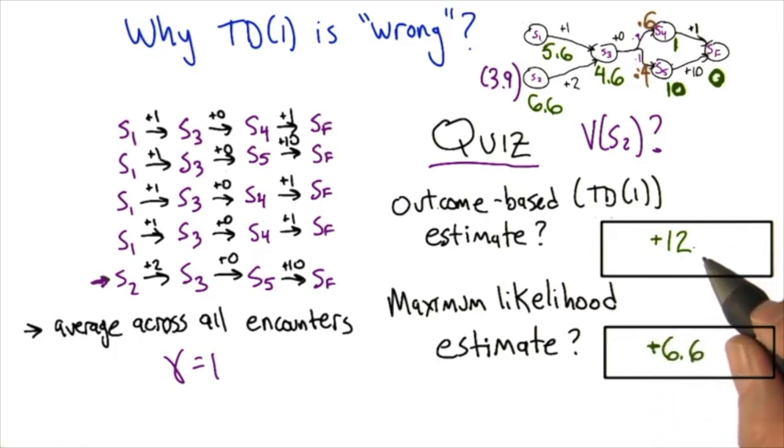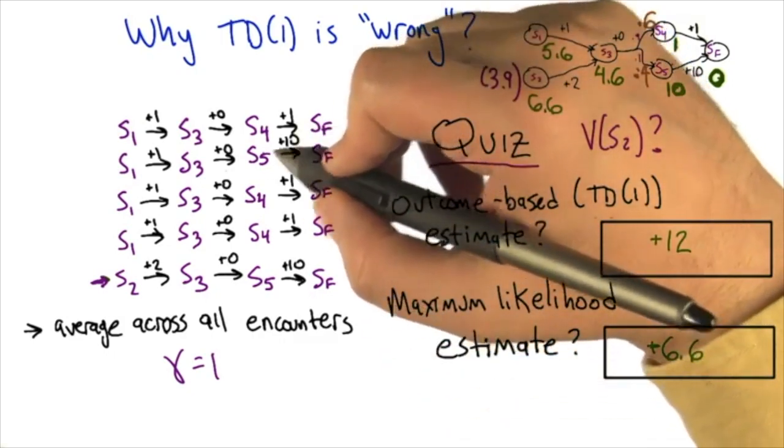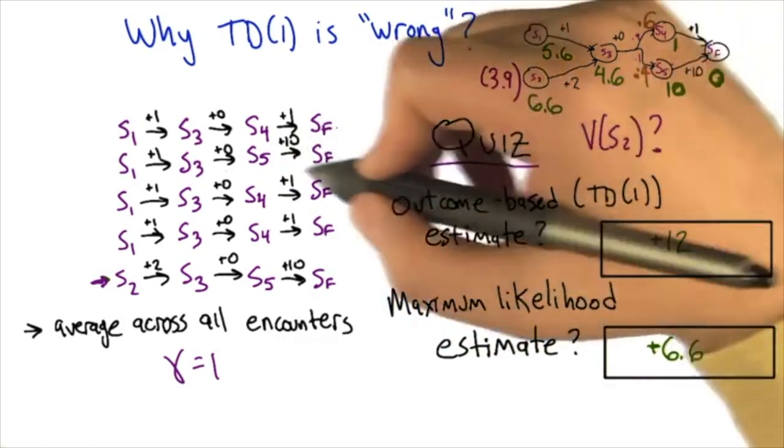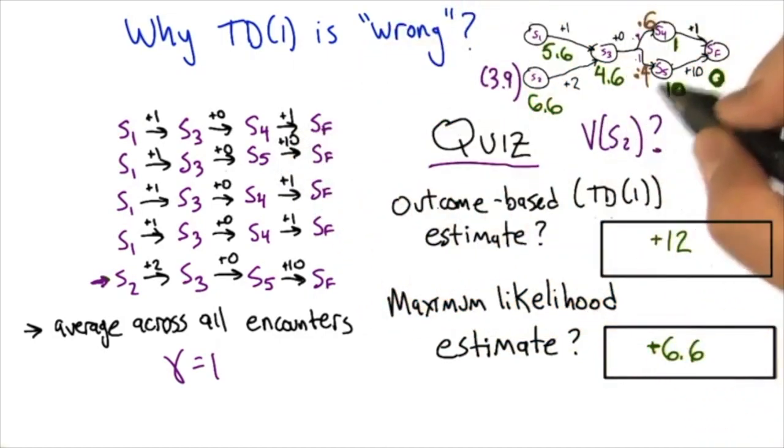And so that's just more information and it's more accurate. And you would imagine that if I triple the amount of data, the 6.6 would very quickly get closer to 3.9, and the 12 might not move at all if I never see S2 again. Good. So this maximum likelihood estimate is actually using more of the data. I think that's accurate. The reason it's higher than it should be is because we got lucky, I guess, and had a bunch more transitions to the high reward state S5 than we would expect on average.